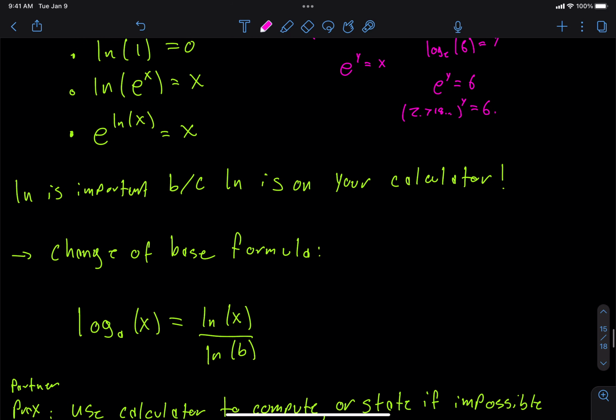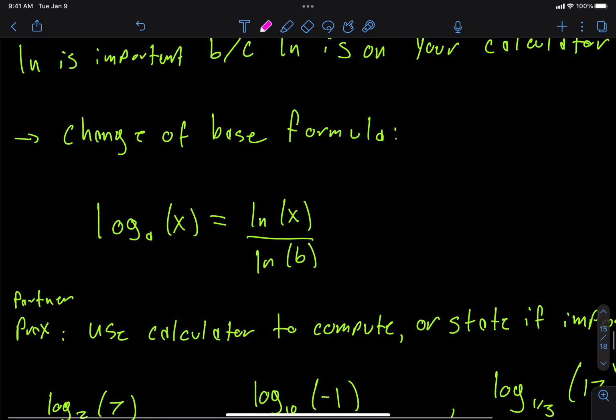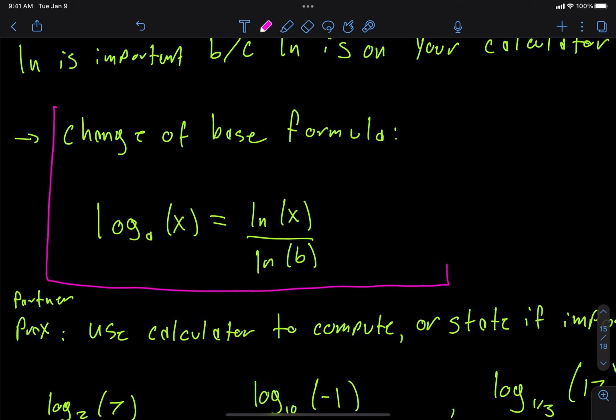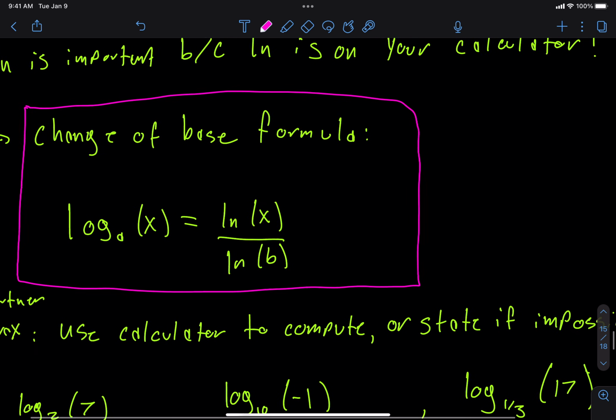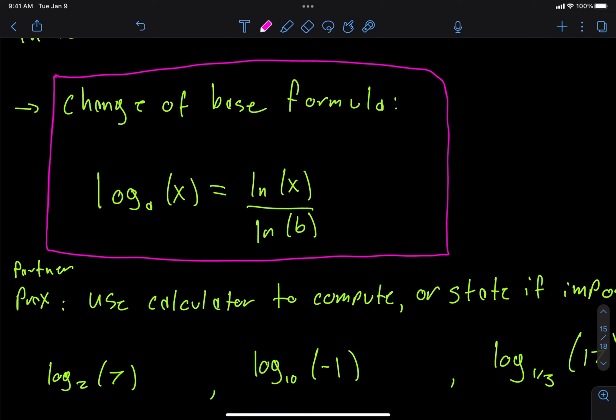Okay, so why is ln important? ln is important because it is on your calculator, and we have the following extremely important formula, which is called the change of base formula. So if you want to do log a of x, the shortcut by which you can use your calculator to calculate this log, instead of looking through a really big book of logarithms, is you can rewrite log a of x as ln of x divided by, oh, this should not be ln of b, this should be ln of a. I don't know how a b got in there.